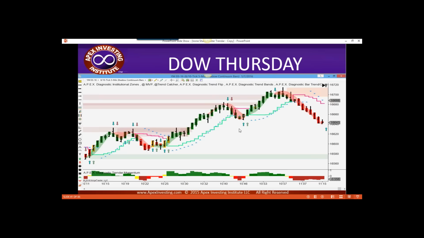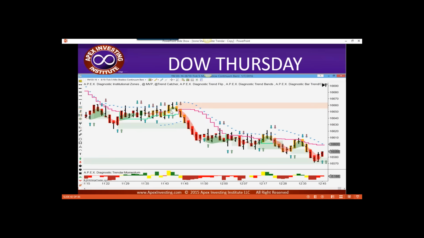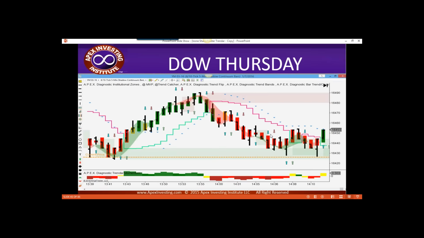We've got a little bit later on the Dow, 11 o'clock. Got another short one here. We've got a short zone. Everything's lining up except orange bar, but Trendar is below. We take that trade all the way down to here. I mean, there's just trades all over the place today. Today was a great day.